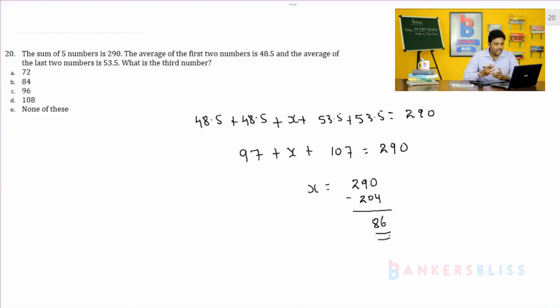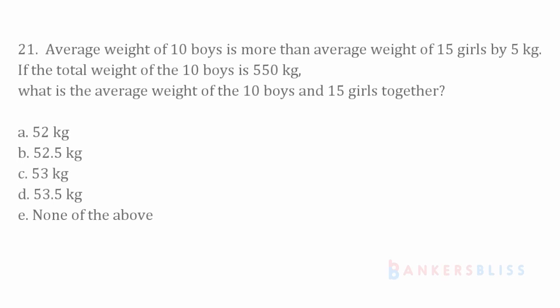So 48.5, 48.5 makes 97, and 53.5, 53.5 makes 107. Altogether you will get 204. So 290 minus 204, you are going to end up with 86. So the answer is E, none of these. Problem number 21.